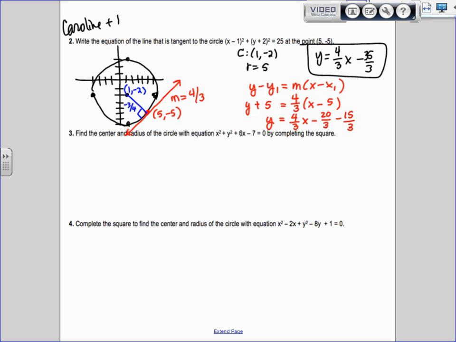All right. So find the center and radius of the circle with equation x squared plus y squared plus 6x minus 7 equals 0, by completing the square. Do you guys remember completing the square? I see lots of ew faces. Emily's like, ew. So to do this, we want x's, we want y's, equals the number. So we're going to rearrange some things.